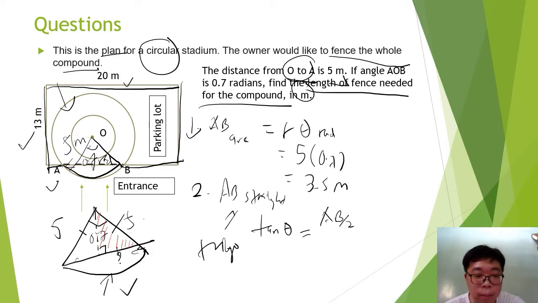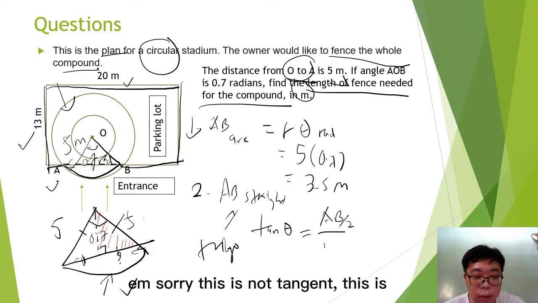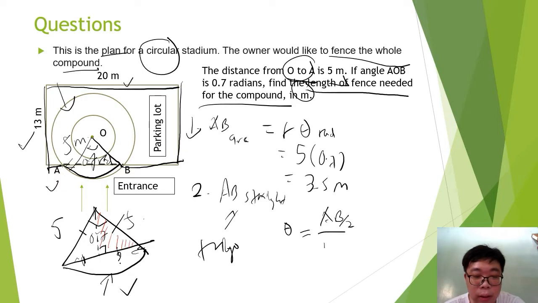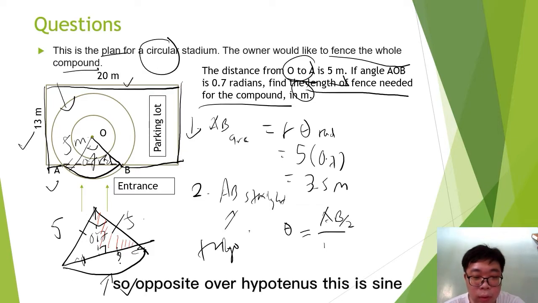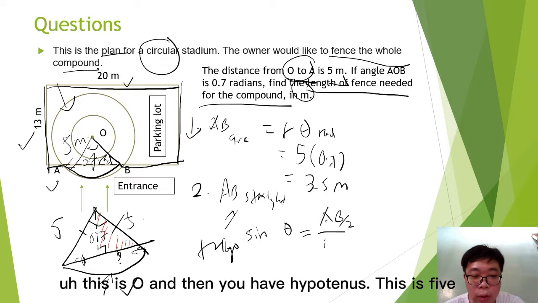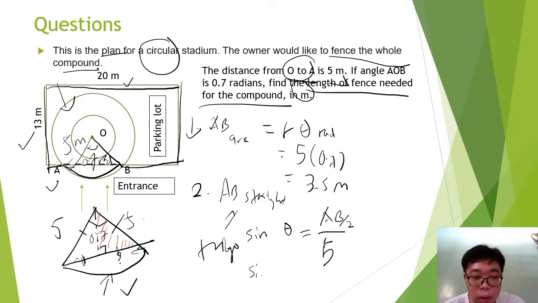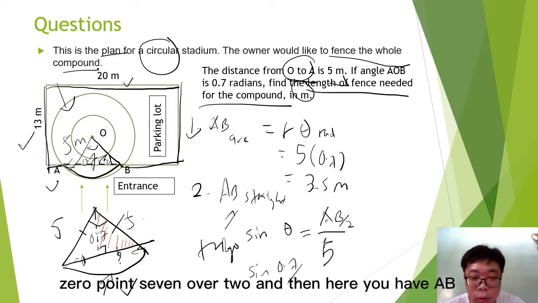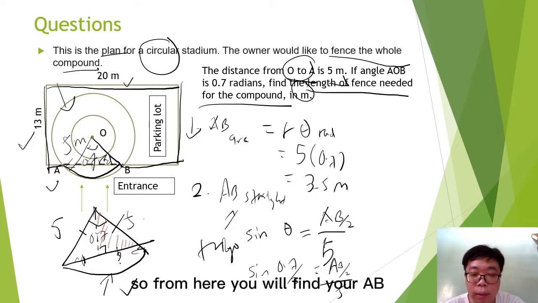Sorry, this is not tangent. You have opposite over hypotenuse, so this is sine. So you have AB over 2 as the opposite, and then the hypotenuse, which is 5. Then from here, your theta is equal to 0.7 over 2. And here you have AB over 2 over 5. So from here, you will find your AB.